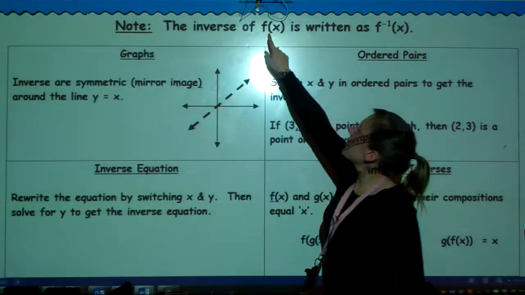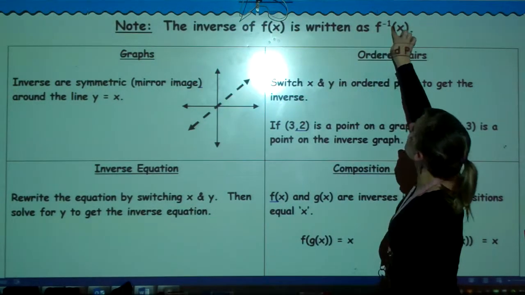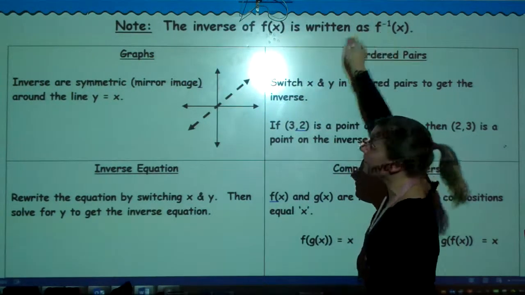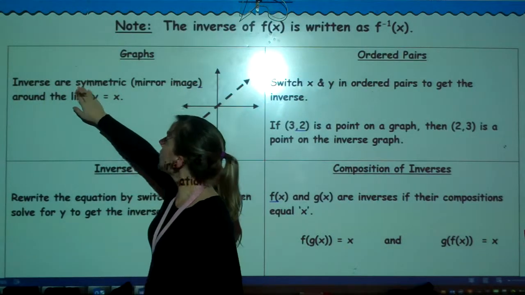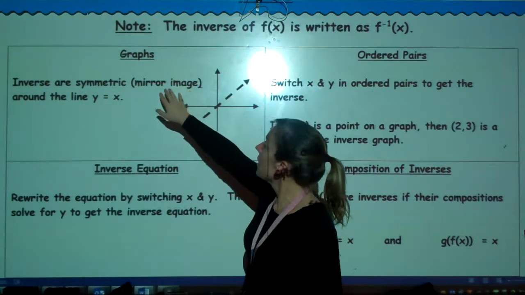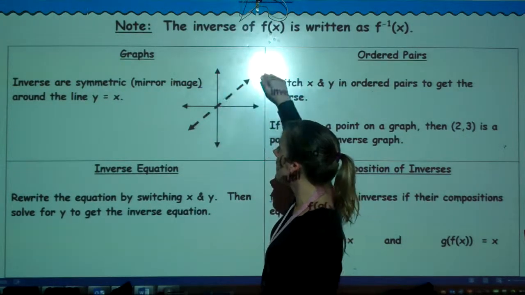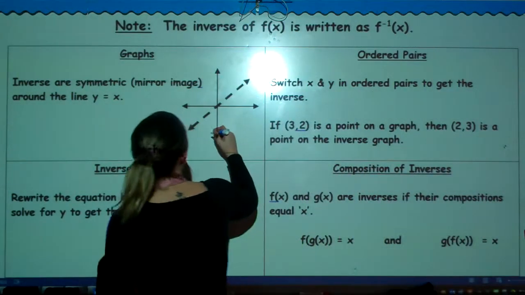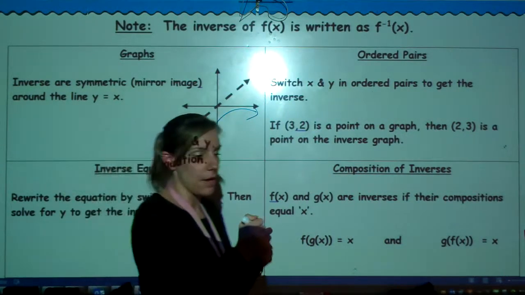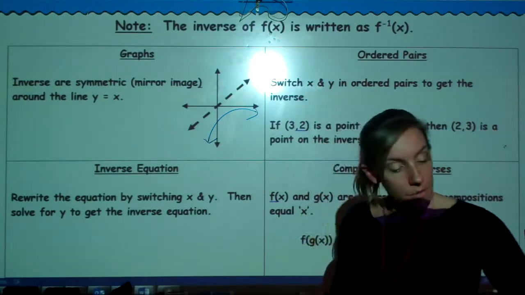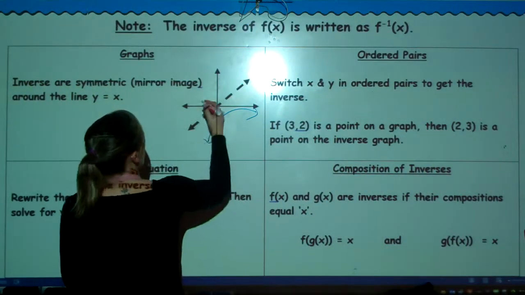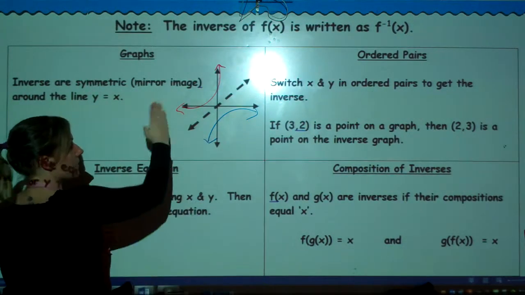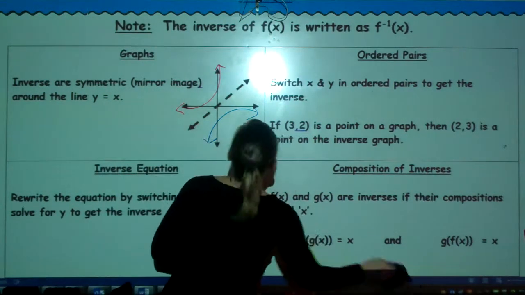Okay, first thing is that if this is the function, the inverse is written with a little -1 in its top right corner, okay? So we know that that means function and that means inverse function. It says inverse functions are symmetric around this dotted line, y equals x. So for example, if we had a curve going this way, we would flip it, and that would be its inverse function. We would flip it like that. Those would be inverse functions. It is the mirror image.